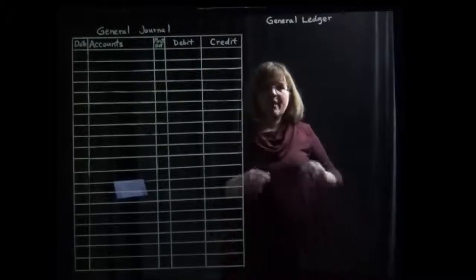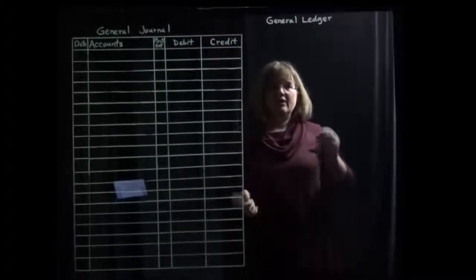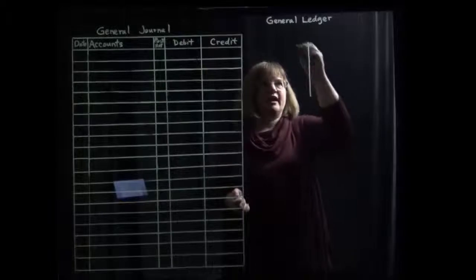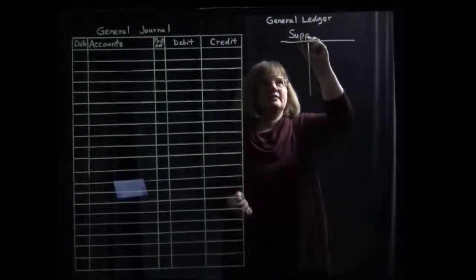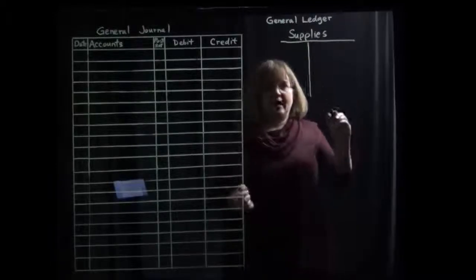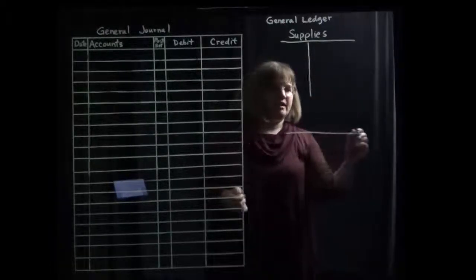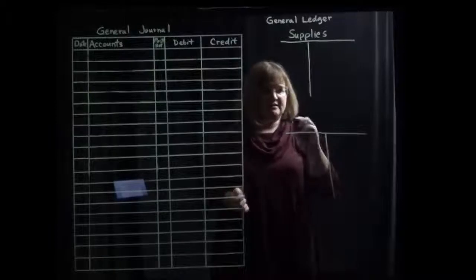Okay, to determine the amount of the adjusting entry that we need, we're going to make a supplies account and analyze it here. So we're going to say this is our supplies asset account. We're also going to go ahead and make an account here for supplies expense.